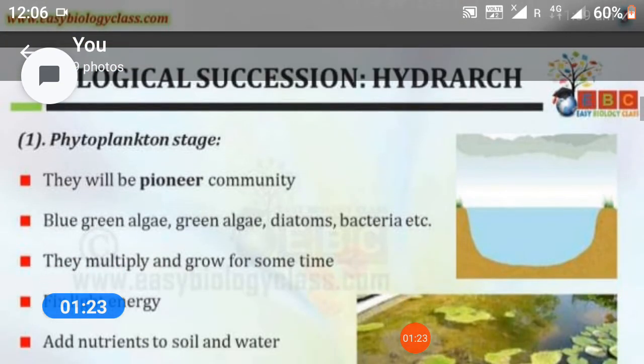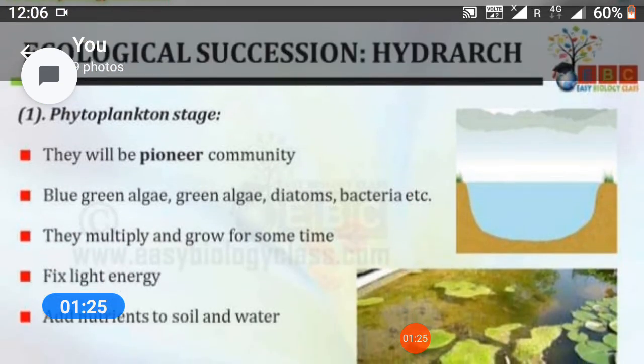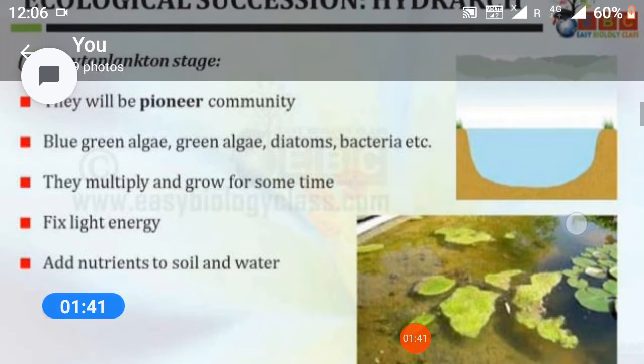Firstly, phytoplankton stage. There will be a pioneer community composed of blue-green algae, green algae, diatoms and bacteria etc. It is composed of the phytoplankton stage. They multiply and grow, fix light energy and add nutrients to soil and water.